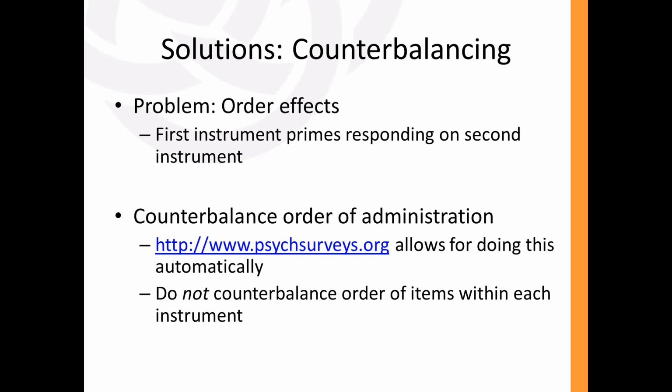And there is an alternative to SurveyMonkey, which is this psychsurveys.org website, where it allows you to very easily counterbalance the order of the instruments that you have in your study. Whether it's 2 of them, 3 of them, it can be any number that you want. And actually, let me just go to this website here and show you what it looks like.